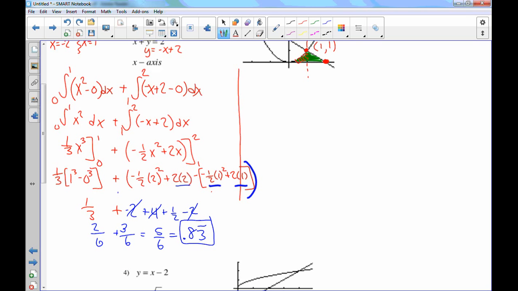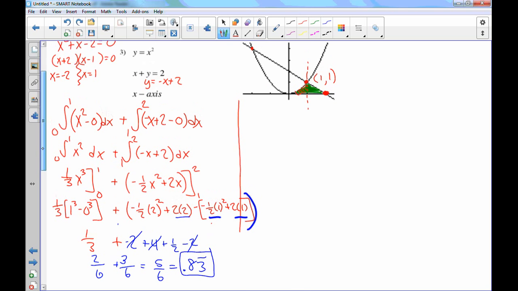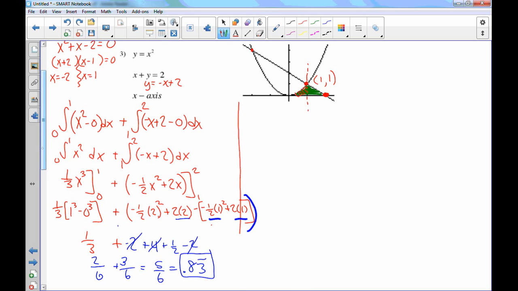Okay, that's one way to do it. That takes 2 intervals. We could also do it with respect to y.